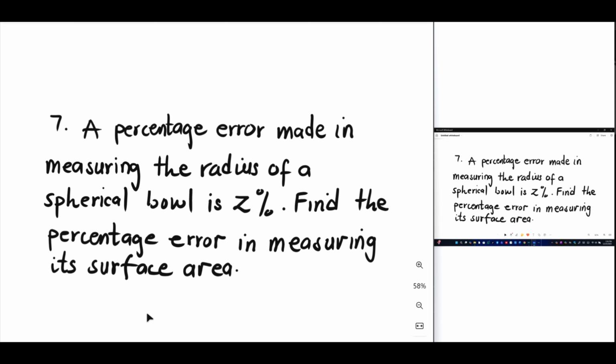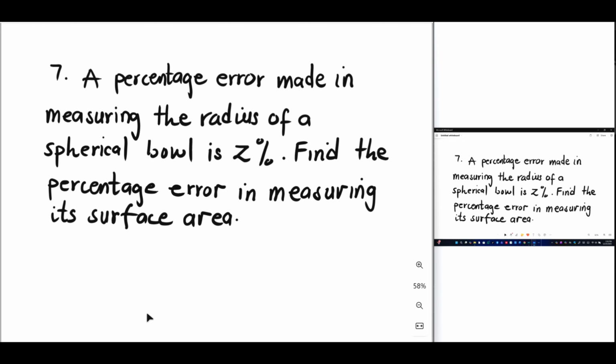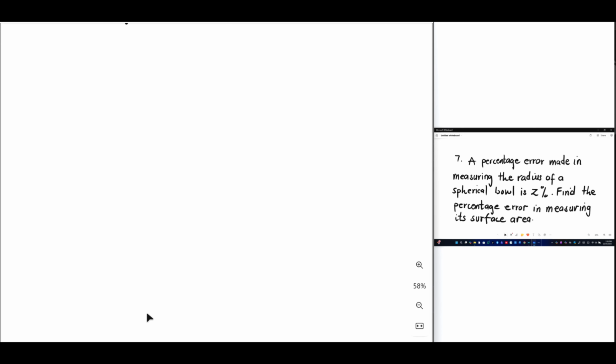So it means the problem here involves a surface area and that of the radius of a sphere, because of spherical bowl. So it means we are going to focus on a sphere. And we have two quantities, surface area and its radius. Okay. So let us start work. Solution.